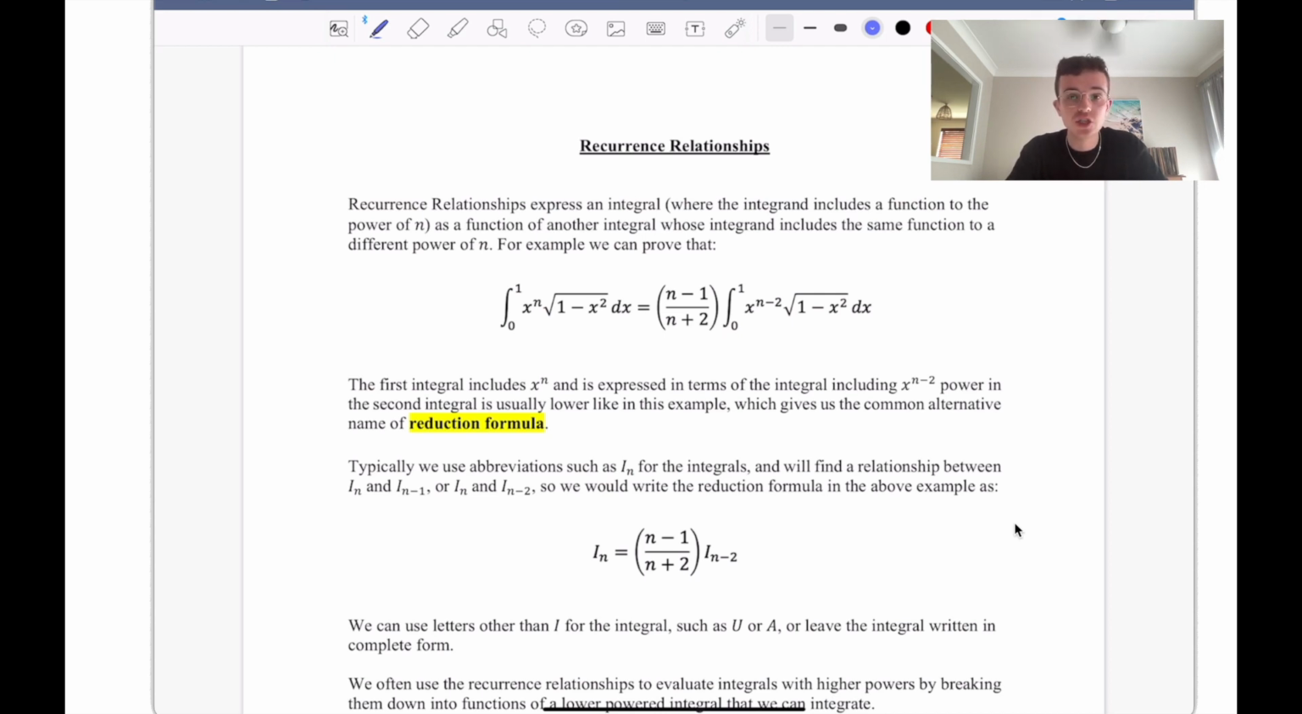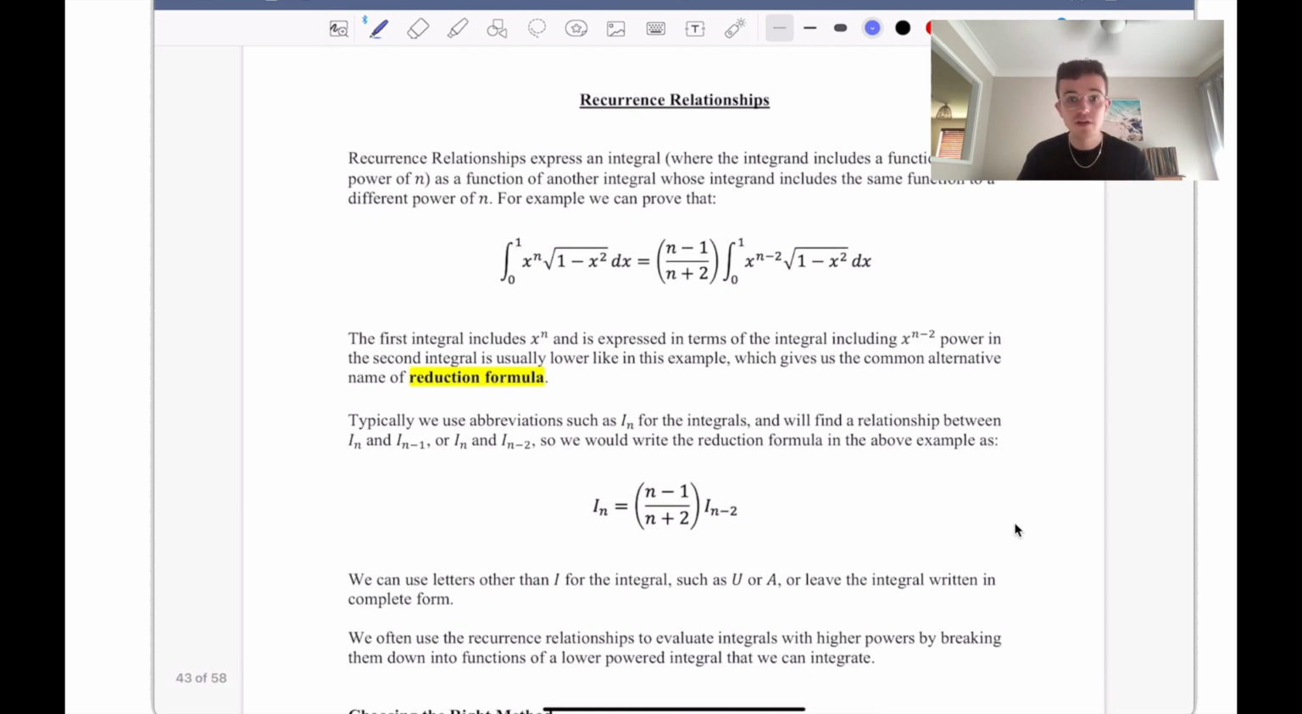So recurrence relationships can express an integral, and the integral needs to express some sort of function as a power of n. And the function of another integral includes the same function to a different power of n. So, for example, we can prove that the integral from 0 to 1 of x to the power of n times root 1 minus x squared dx is equal to (n minus 1) on (n plus 2) times the integral from 0 to 1 of x to the power of n minus 2 times root 1 minus x squared.